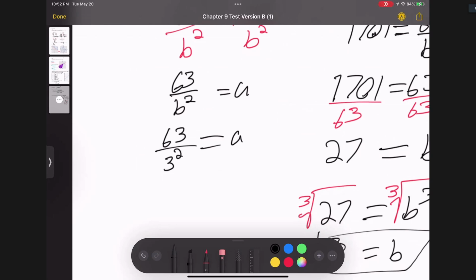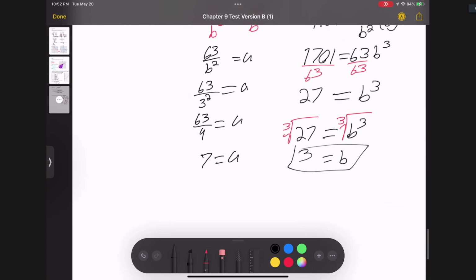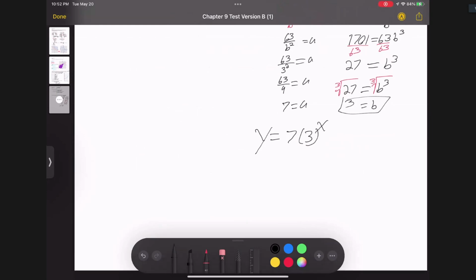Now, you can do it side by side. That is up to you. You don't need a calculator for this situation. You can do 63 divided by 3 to the power of 2. What is 3 to the power of 2? That is 9. Now, 63 divided by 9 is going to be 7. My equation is going to be 7 times 3 to the power of x. This is your solution for version B.